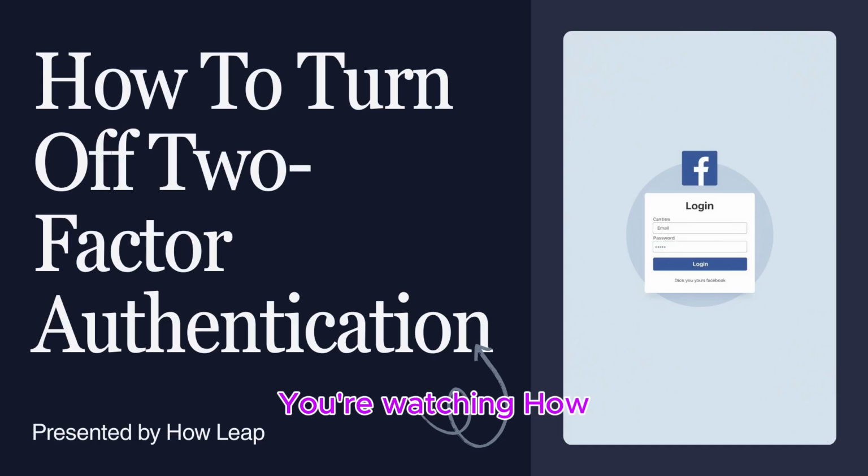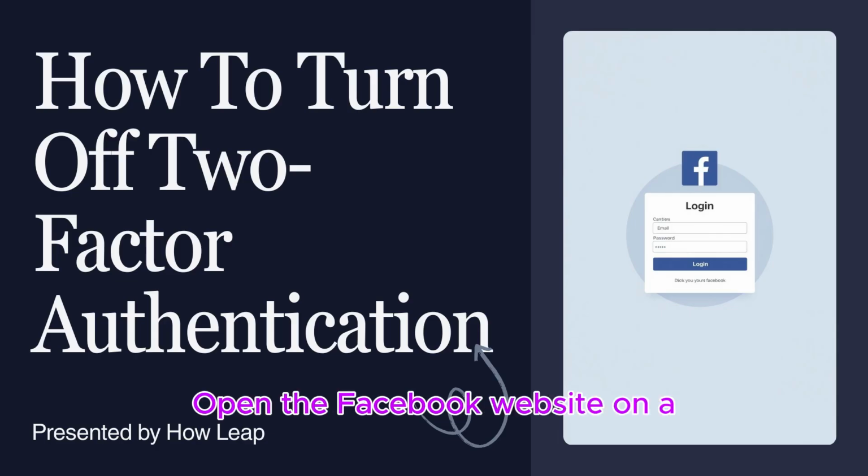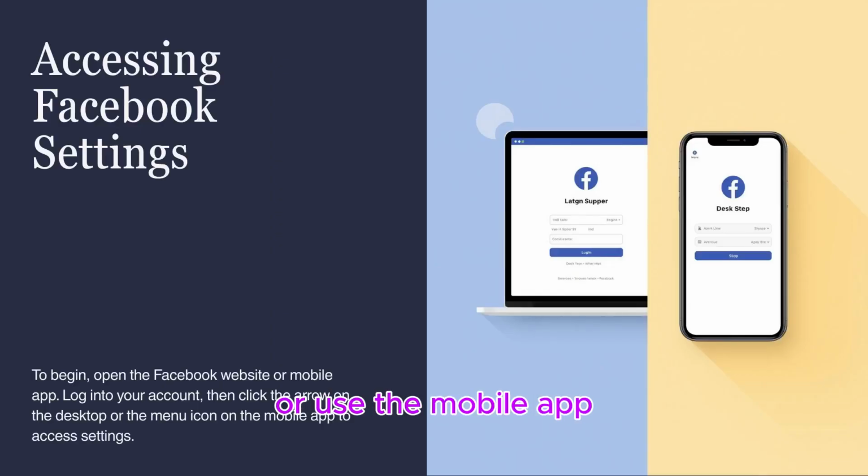You're watching how to turn off two-factor authentication on Facebook. Open the Facebook website on a desktop browser or use the mobile app. The steps are similar. Log into your account.